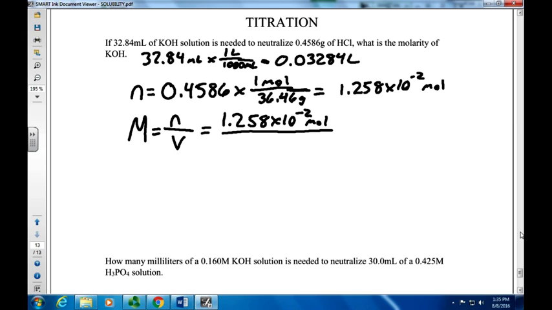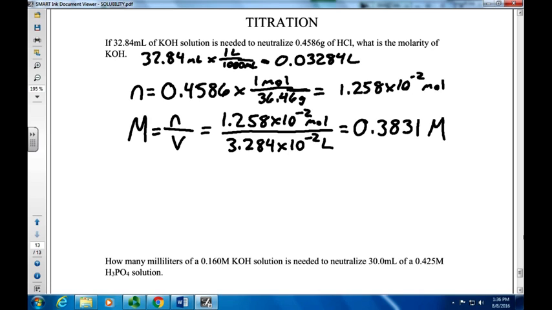Easier to write that would be 3.284 times 10 to the minus 2 liters. That way, you're simply dividing using scientific notation. And when you do the arithmetic out, you find that your molarity is 0.3831 molar, or you could say just as easily moles per liter.